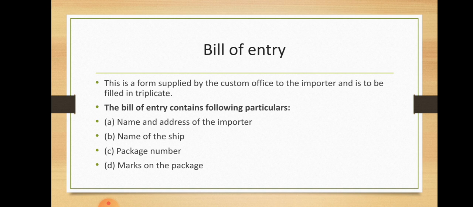Then some goods are for home consumption, and the third one is bonded goods, meaning that type of goods on which customs duty has to be paid, but still it is not paid. That is why it has been kept in the warehouse, a place where things are stored.